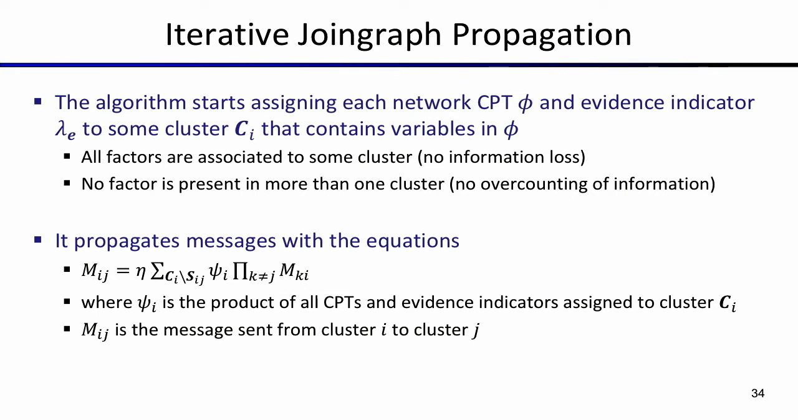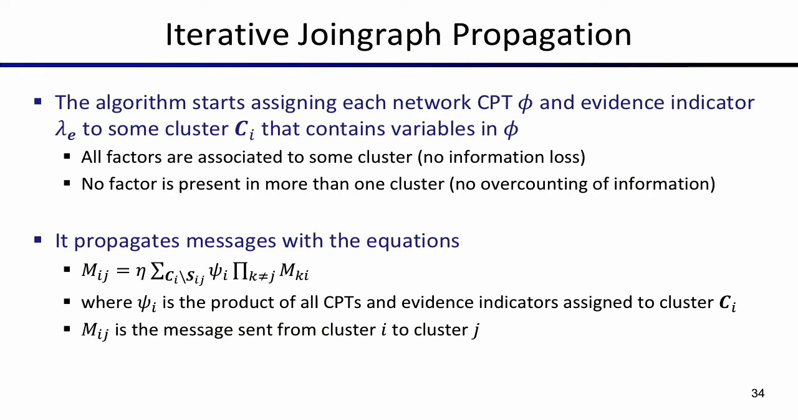At the same time, we need to guarantee that each factor is only associated to one cluster. So there will be no overcounting of information. So we cannot take one factor and associate it to two or more clusters, because we're going to replicate the information in that factor in more than one cluster. And once we have associated the factors and evidence indicators to the clusters, we start exchanging messages.